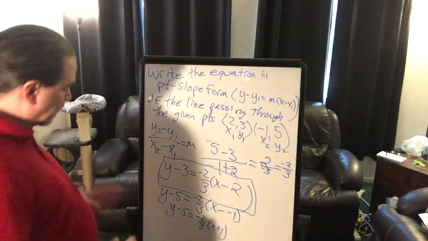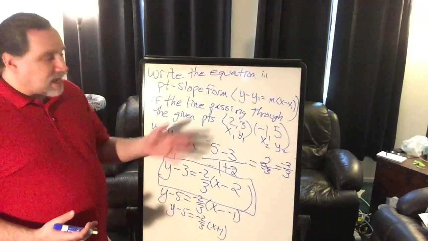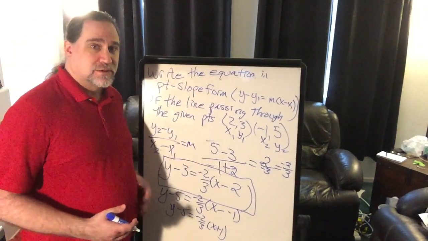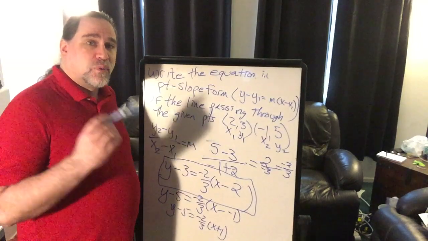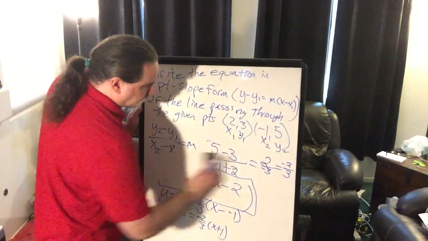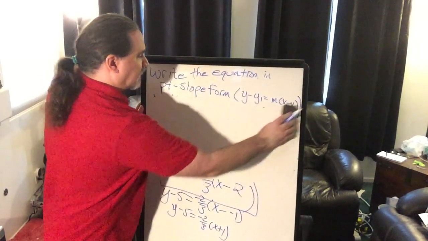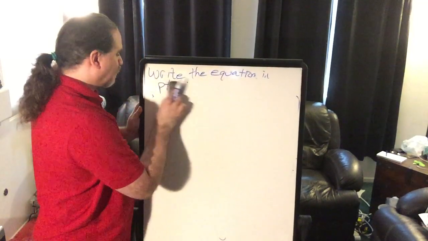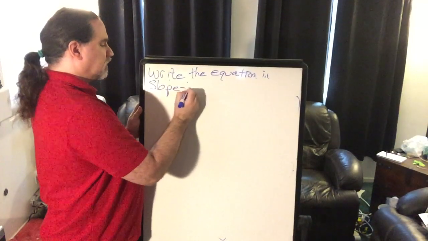Okay? Because why do we like this form? Well, if I have a point and I have a slope, it's really easy to get. Okay? It's easy to get into, it's easy to utilize. But what if I were asked to write the equation in, so here I'm going to erase all this. What if I were asked to write it in, not point slope form, but slope-intercept form?